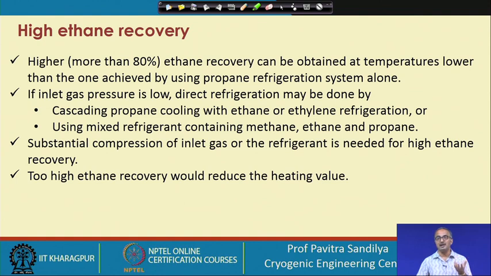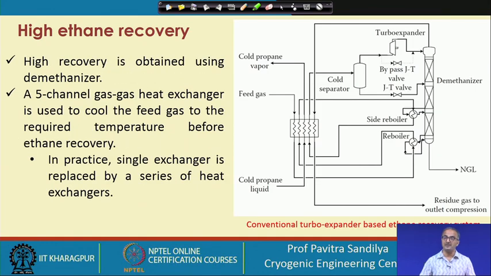But at the same time, if we are taking out all the higher hydrocarbons, that will also reduce the heating value below the permissible level. So that is why we also need to see to it that we are not recovering all the hydrocarbons other than methane in the NGL process.